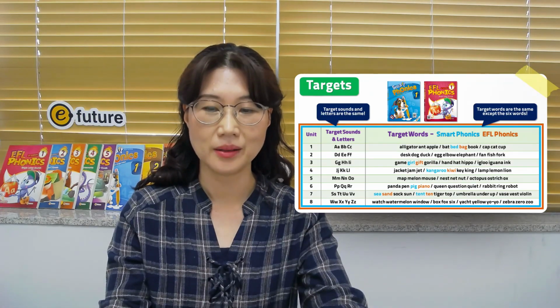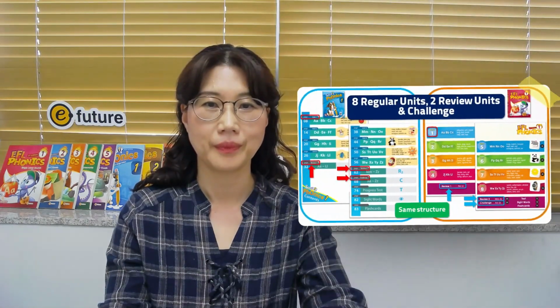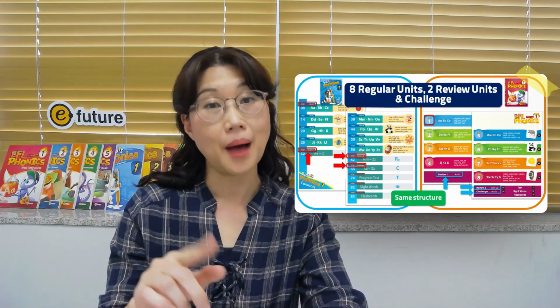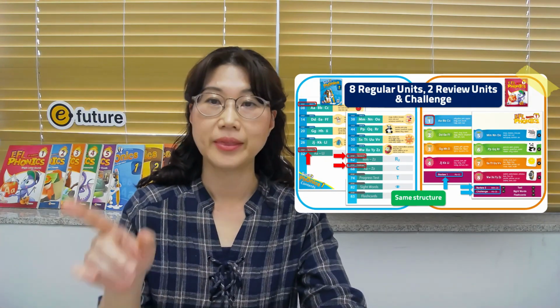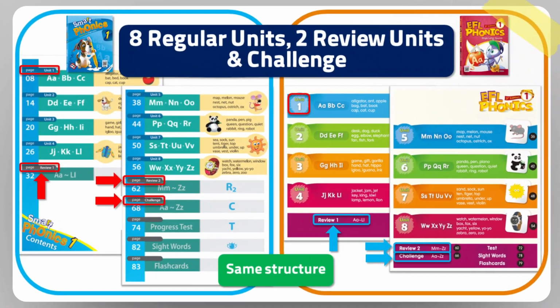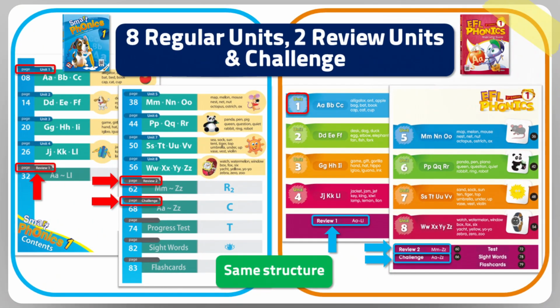Now let's compare the structure. The blue box is for Smart Phonics and the red box is for EFL Phonics. In both Smart Phonics and EFL Phonics, there are 8 regular units and 2 review units and 1 challenge unit. Can you see the arrows? They are pointing to the review units and challenge unit.